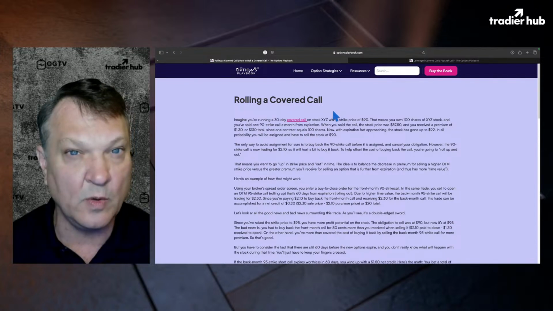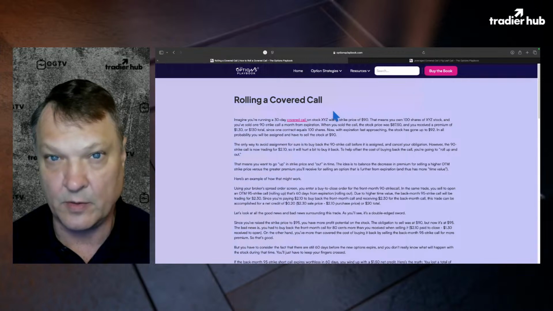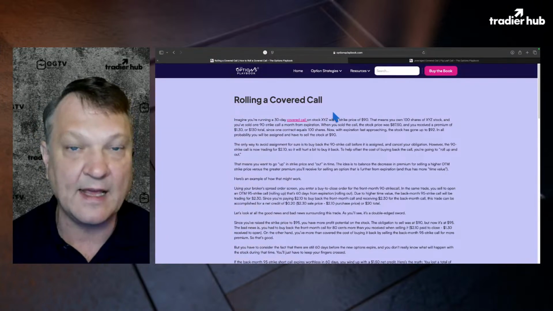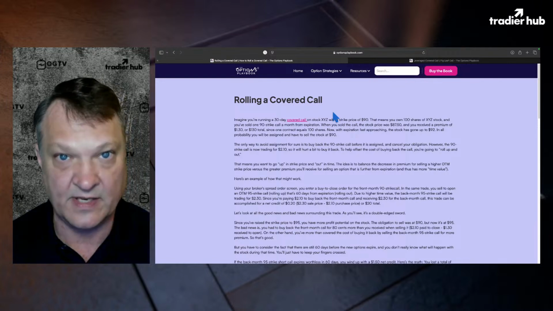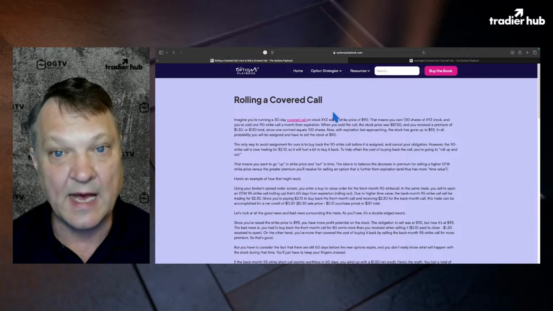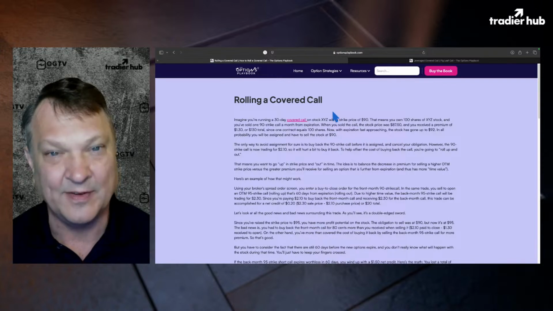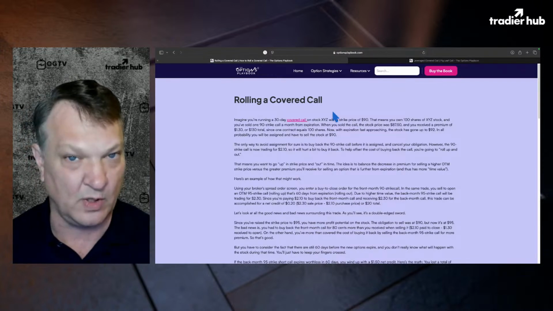And then I'm going to run over to the Tradier Pro software, and we're going to use this Apple stock and go through a real example using a real stock. But let's get through the dynamics of just what it takes to roll a covered call.